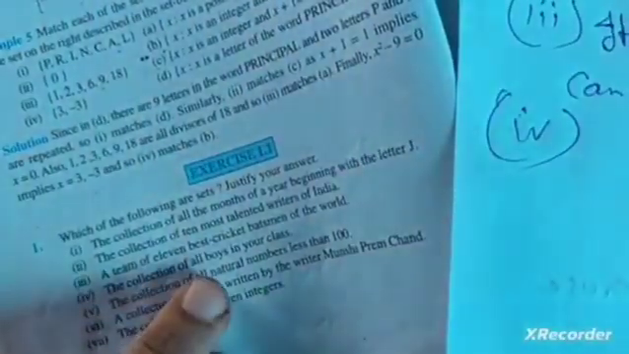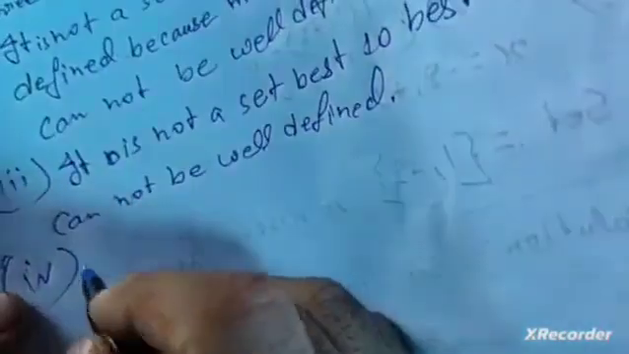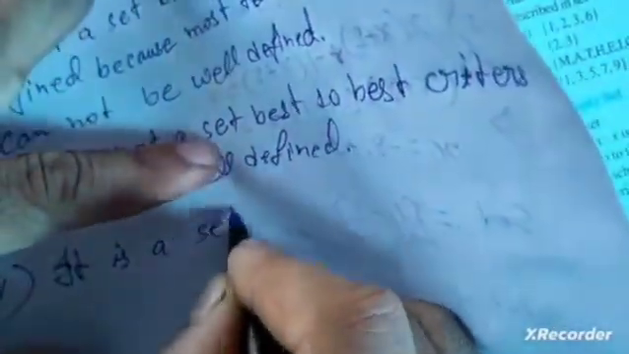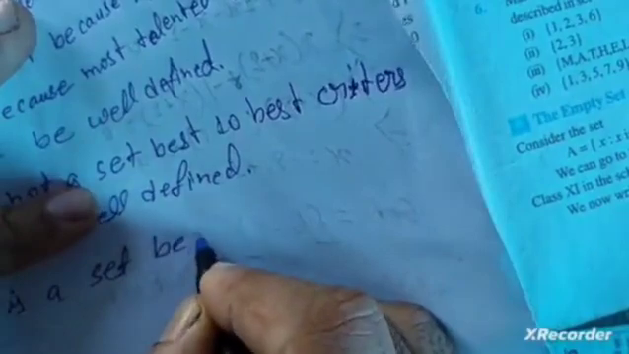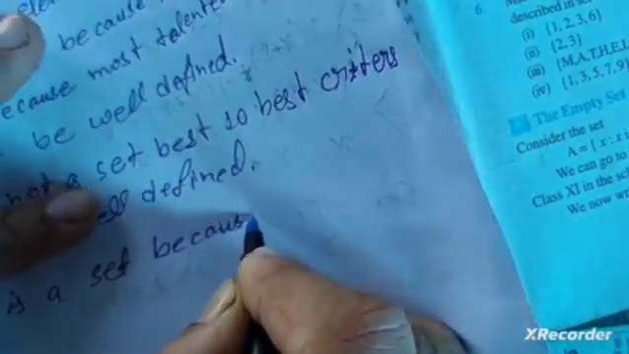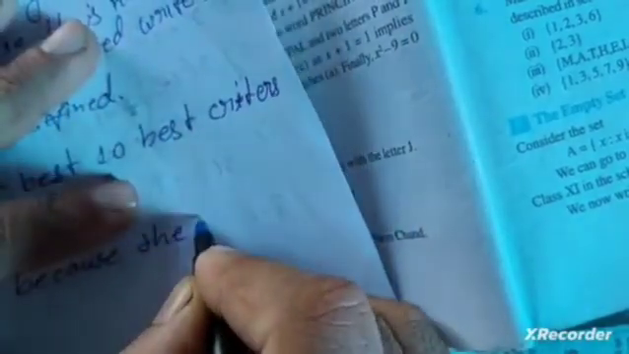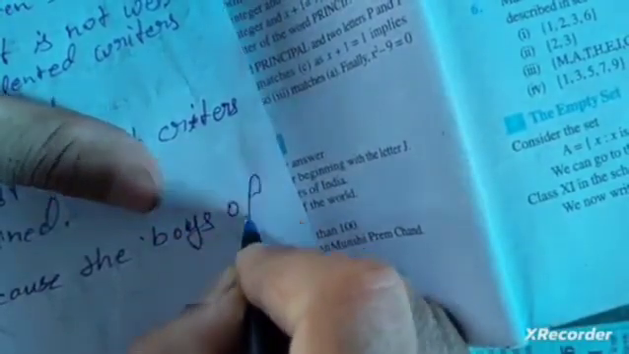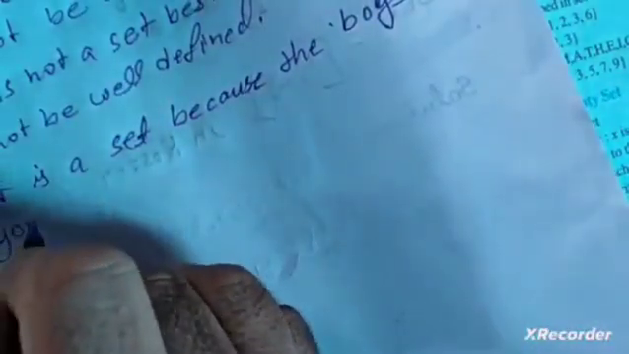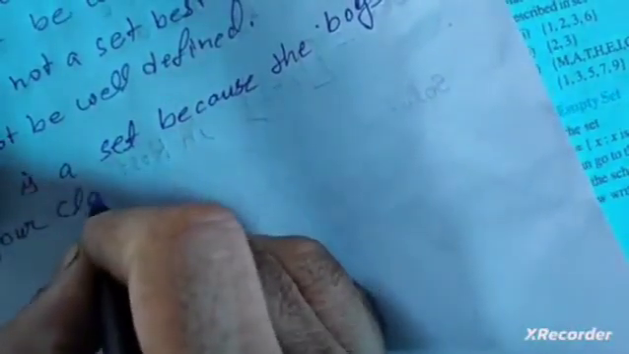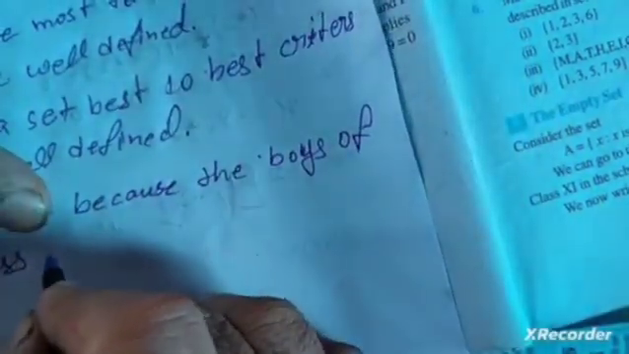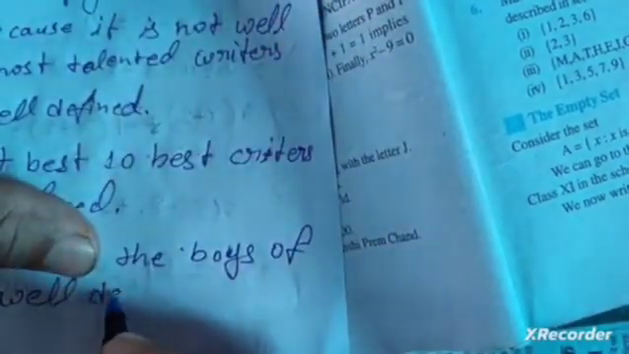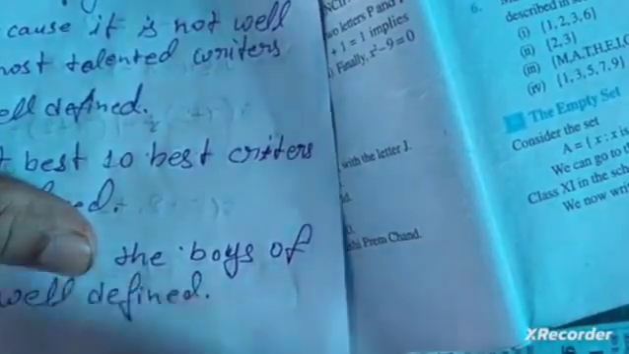Fourth number, the collection of all boys in your class. It is a set because the boys of your class are well defined.